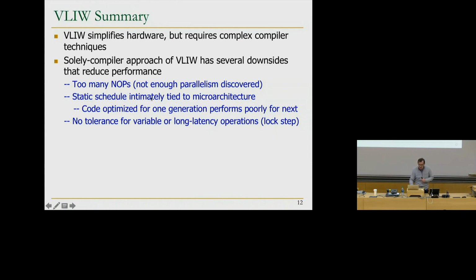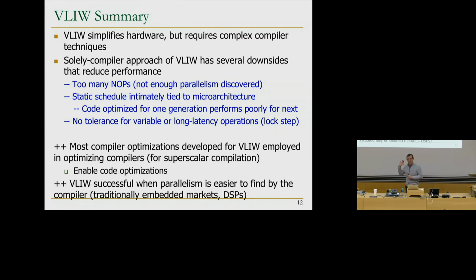Okay, the static schedule is intimately tied to the microarchitecture. So code optimized for one generation performs poorly for the next if the microarchitecture changes. So you really need to recompile it to get performance. And there's no tolerance for variable or long latency operations. We already discussed that. This is really the Achilles heel of all static scheduling techniques. If your latencies are variable, you really need to schedule dynamically because you figure out your latency while the program is executing. If you already schedule your code with some latency in mind, it's just too late. You just cannot change that, right? That's the problem.